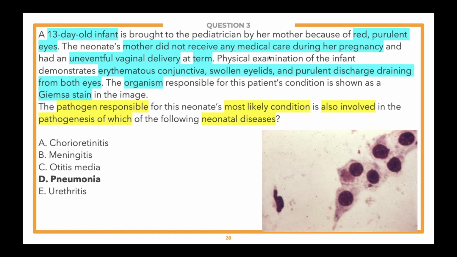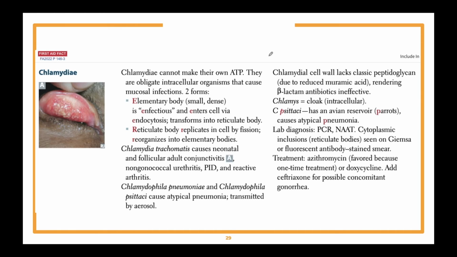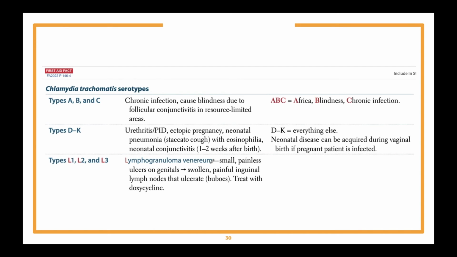If we take a look at the next slide, this is looking at chlamydia infections in general. You can see there that in the first column, in the second paragraph, Chlamydia trachomatis can cause neonatal conjunctivitis, and that's most likely what this patient has. And on the next slide, we'll see a further look into the serotypes of Chlamydia trachomatis. It's always a little bit tricky when we start getting into these serotypes, but it is important to know. As you can see here, definitely fair game for a question.